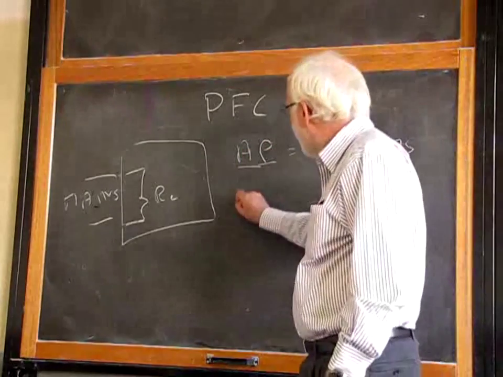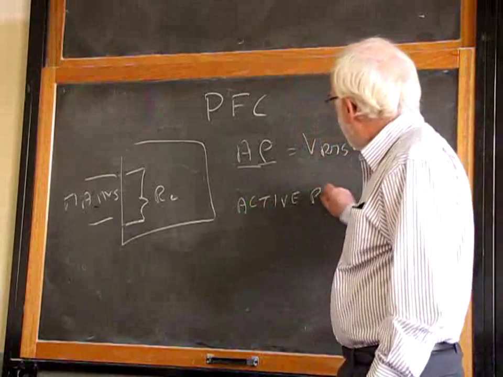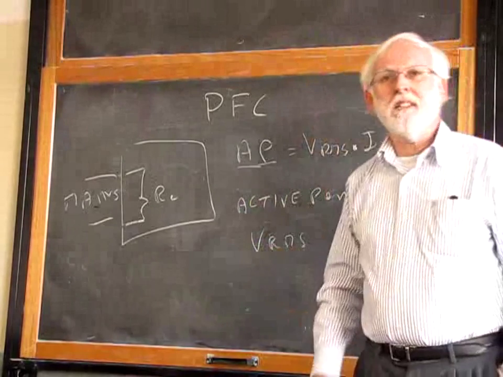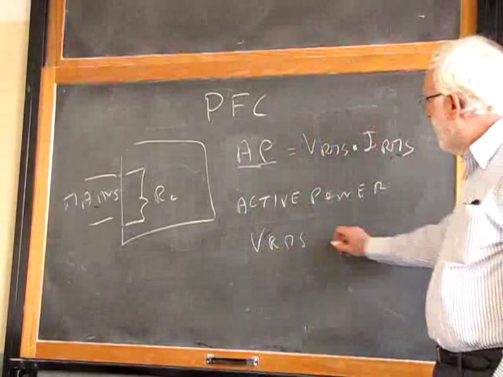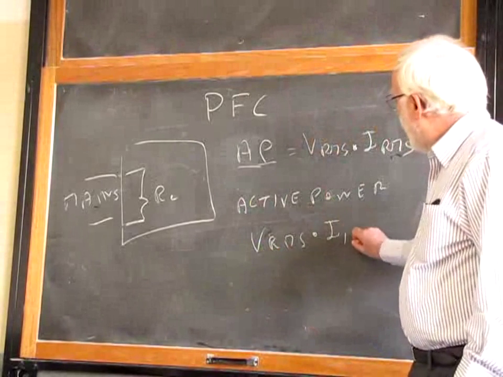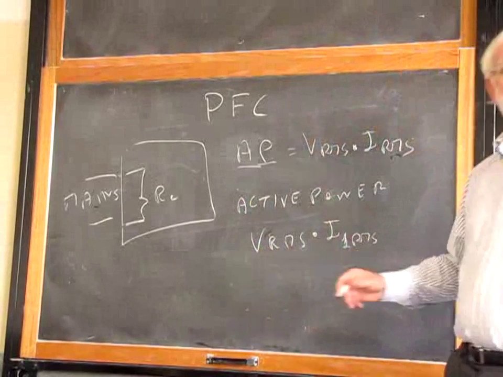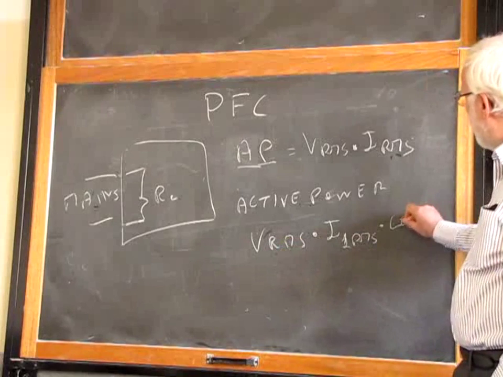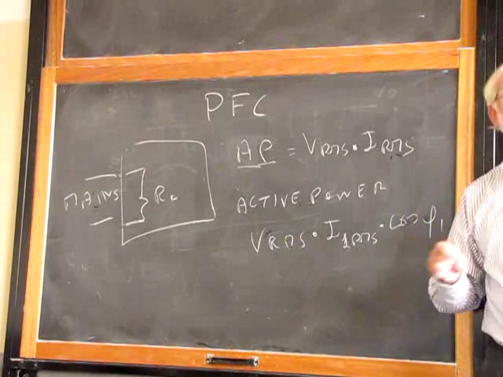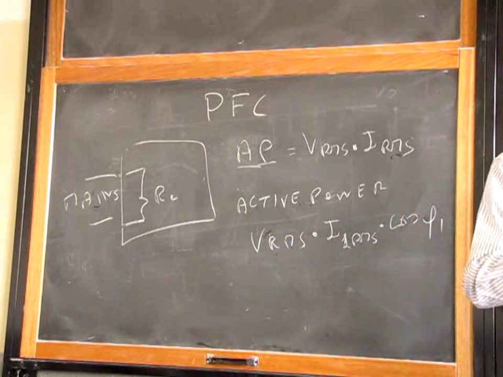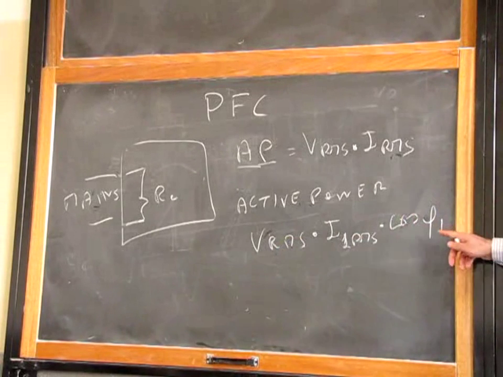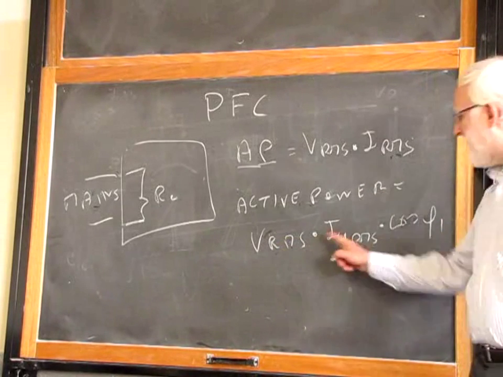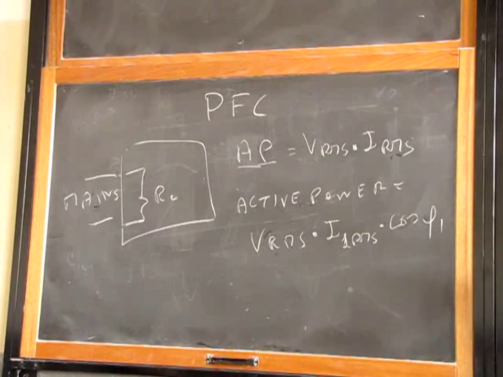The active power is just given by V RMS, where we suppose the voltage is sinusoidal with no harmonics, times I1 RMS. I1 means the first harmonic, the fundamental, the same frequency as the voltage, multiplied by the cosine of phi1. And phi1 is the displacement angle between the voltage and the first harmonic of the current.